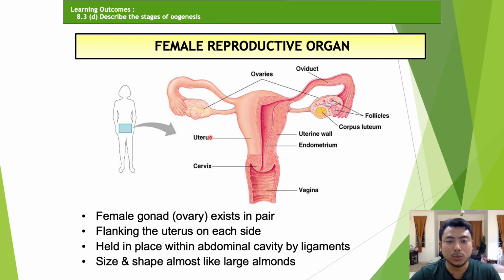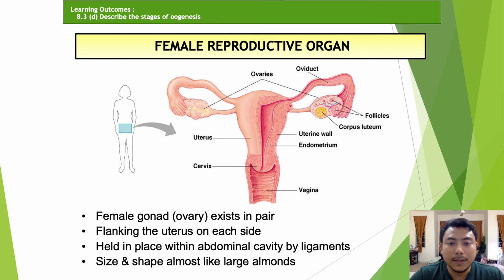Okay, uterus. So uterine wall is this thick structure over here, and the endometrium wall is this wall here inside the uterus. So dalam uterus ni pun dia ada macam cavity, dia ada ruang lah. So ruang tu paling dalam sekali, layer lapisan tu dipanggil sebagai endometrium.